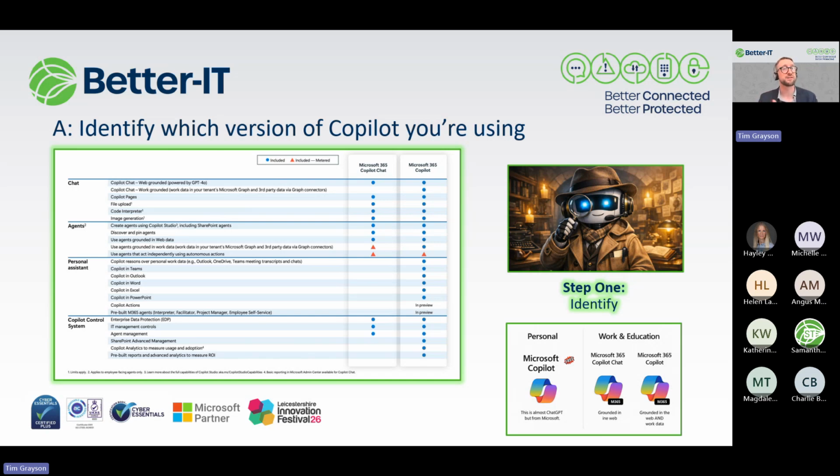You'll notice there's a few different elements. Some of them are about the personal assistant side, where you actually have Copilot within the apps, the programs that you're using, and there's other elements as well. But this is the main difference. So the first thing we need to identify is which version of Copilot we're using before we even get into prompt engineering, because it will change depending on that.